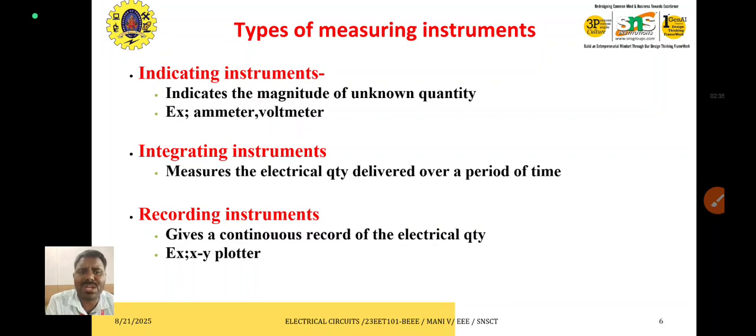And the recording instruments give a continuous record of the electrical quantity. They continuously record the data, like an XY plotter, ECG, etc. And the integrating instruments measure the electrical quantity delivered over a period of time, with respect to time. For example, an energy meter belongs to the integrating instruments.